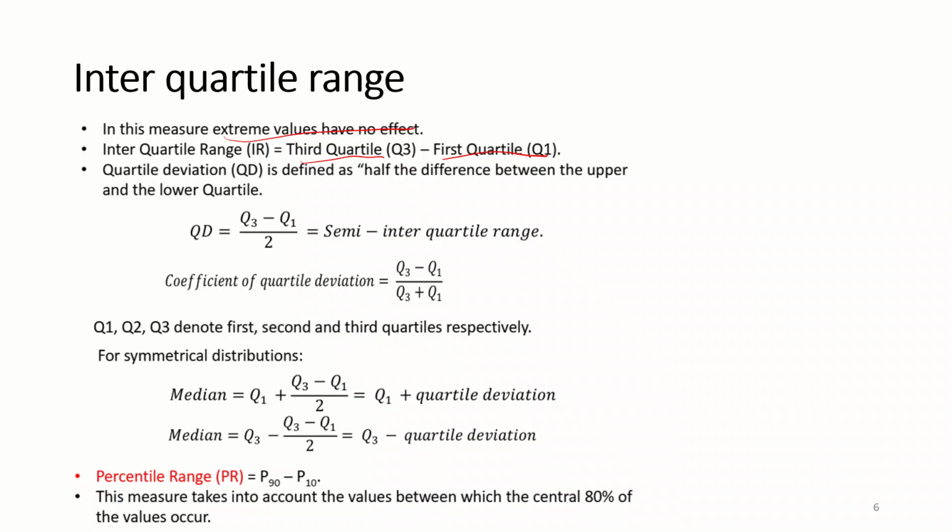There is something called quartile deviation. It defines half the difference between the upper and the lower quartile. So this is the formula. It's the semi interquartile range, and the coefficient of quartile deviation. Q1, Q2, Q3 denote the first, second, and third quartile respectively.